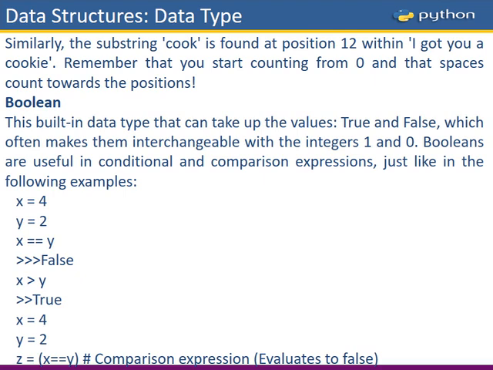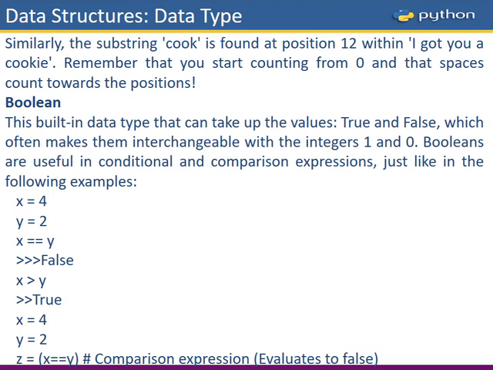So we have s greater than y. By the time we generate the output, the value is true, because from the values given, s is greater than y. So s equal to 4, y equal to 2.